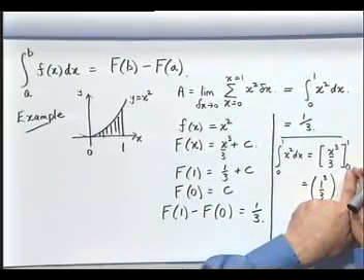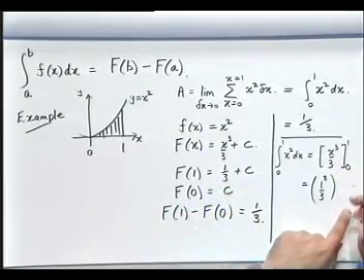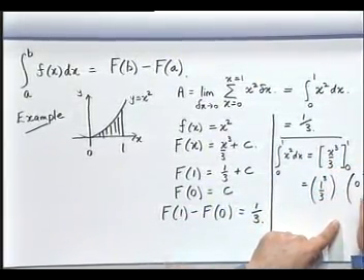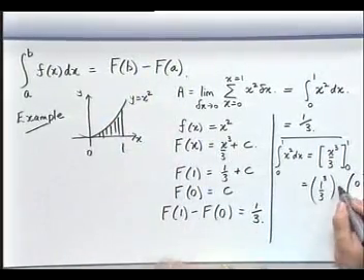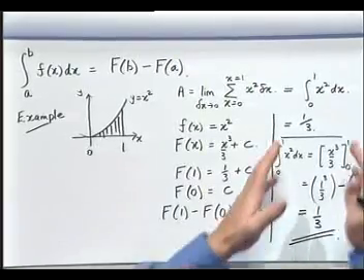We work it out at the bottom limit. That's the f of a, or the f of 0. We work this out at the lower limit, so we'll just get 0. And then we want the difference between the two, which is just going to give us a third. So that's the normal way we would set out a definite integral.